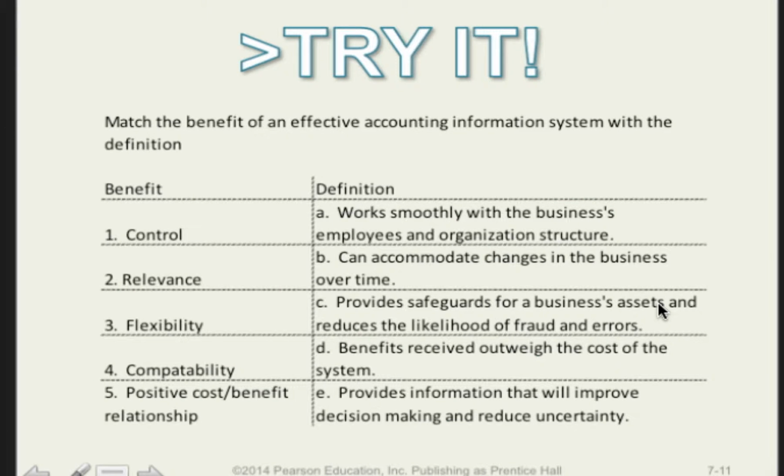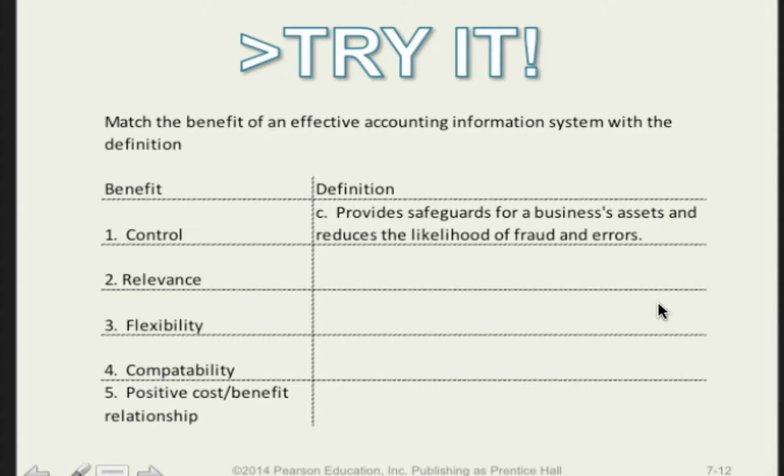Let's take a look at this first triad. Again, you're supposed to match the benefit with the appropriate definition on the right here. So first, for control, look through the definitions, and you see that it's C. Provides safeguards for business's assets and reduces the likelihood of fraud and errors.